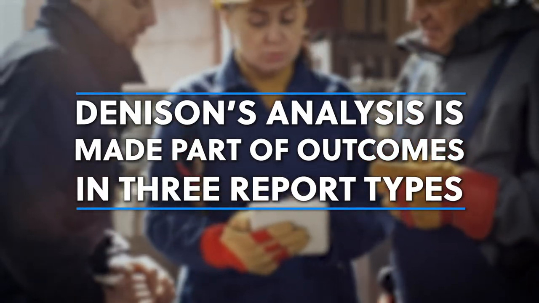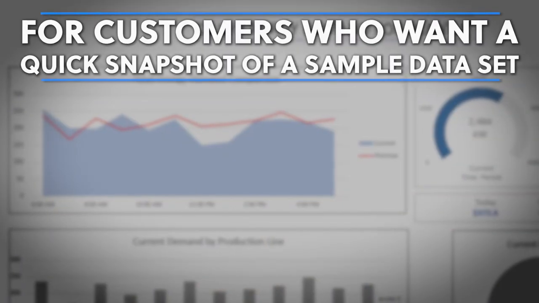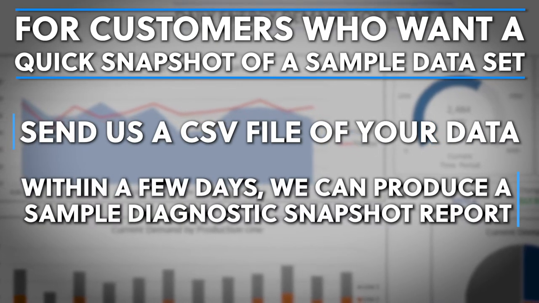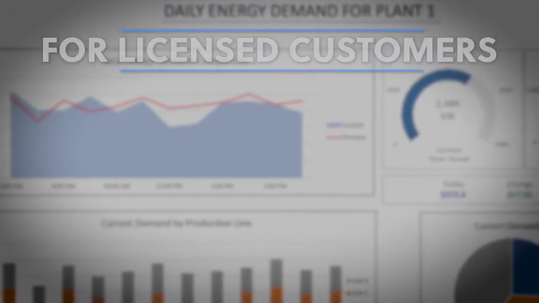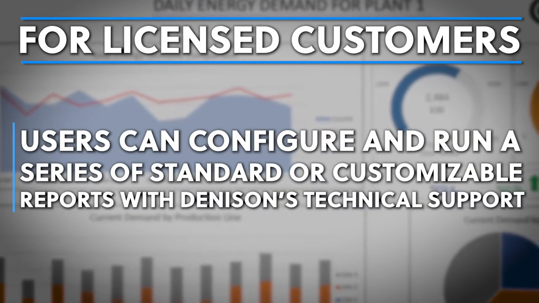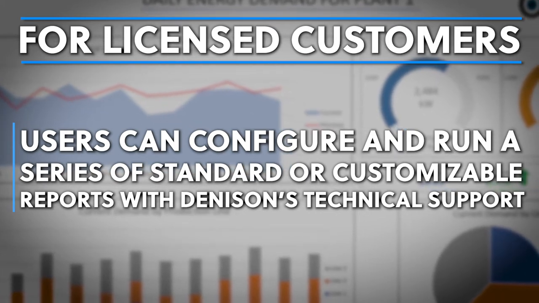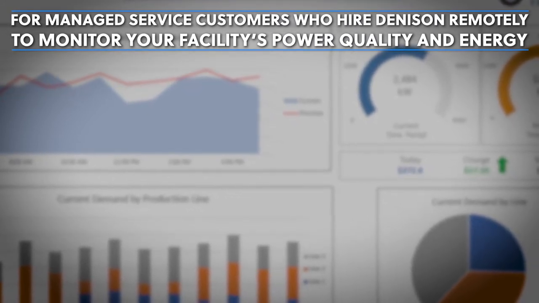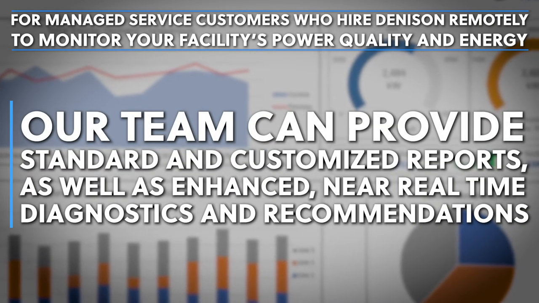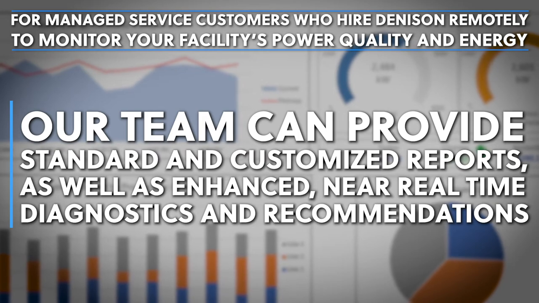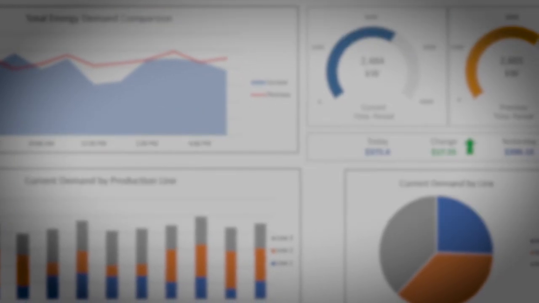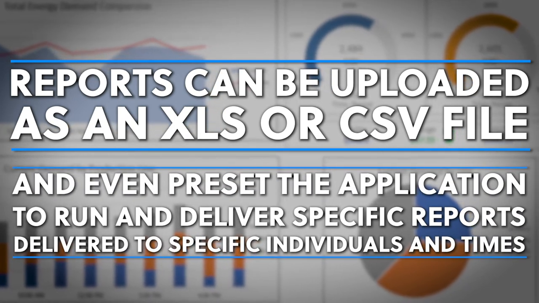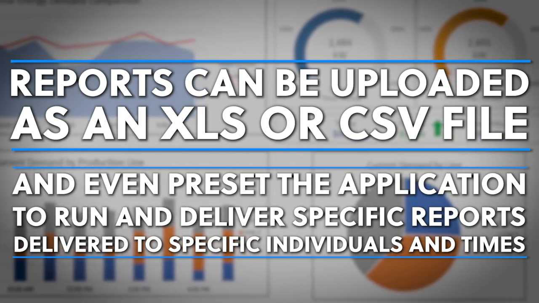Denison's analysis is made part of outcomes in three report types. For customers who want a quick snapshot of a sample data set, simply send us a CSV file of your data, and within a few days, we can produce a sample diagnostic snapshot report. For licensed customers, users can configure and run a series of standard or customizable reports with Denison's technical support. And for those managed service customers who hire Denison remotely to monitor your facility's power quality and energy, our team can provide standard and customized reports, as well as enhanced near real-time diagnostics and recommendations. Reports can be uploaded as an XLS or CSV file, and you can even preset the application to run and deliver specific reports to specific individuals at specific times.